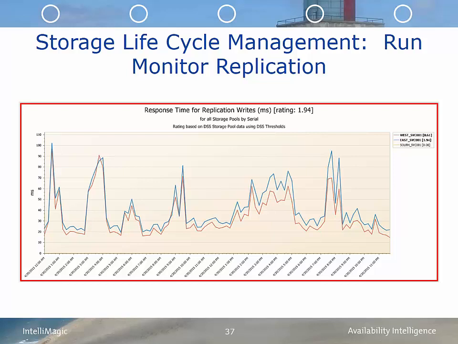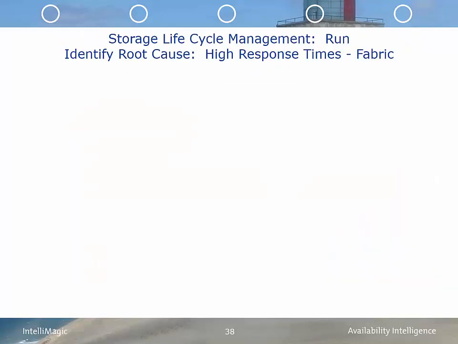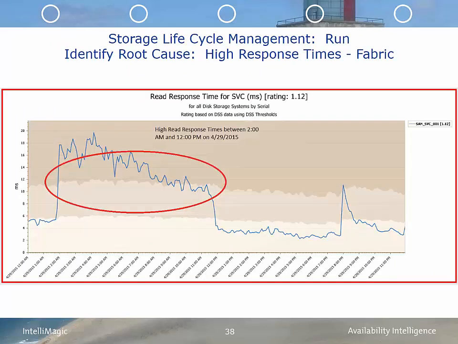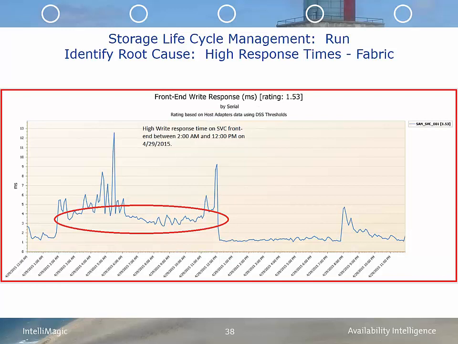When a chart is this red, we know that replication is struggling to maintain consistency and the DR plan is in jeopardy. Even with the best solution, oftentimes identifying root cause is really hard. This is a case where the front-end read response time was really high between 2 a.m. and 12 p.m. the following day. The front-end write response time was high during this time also.